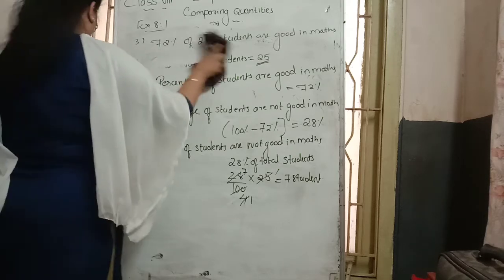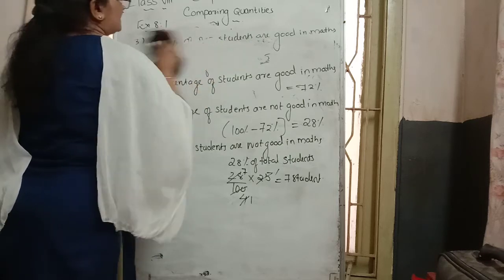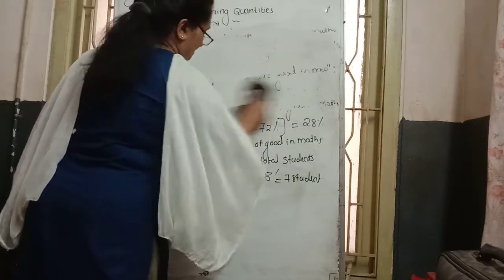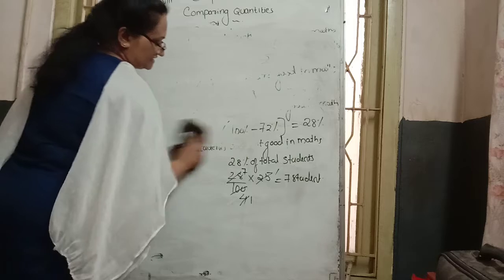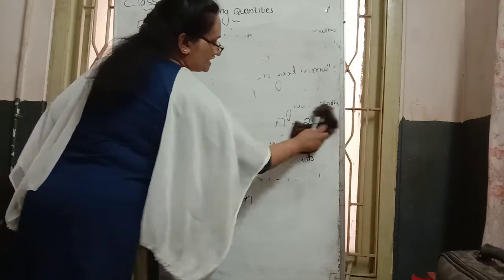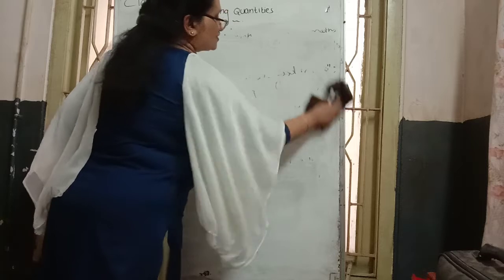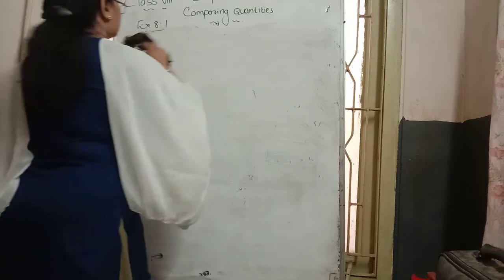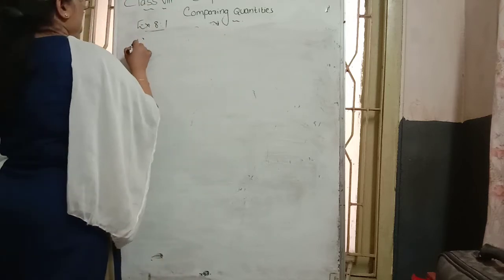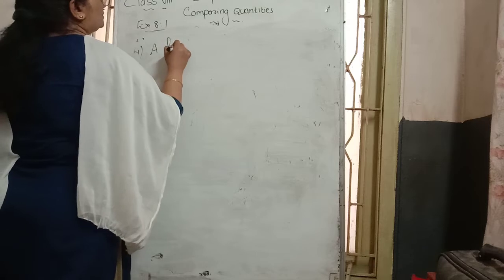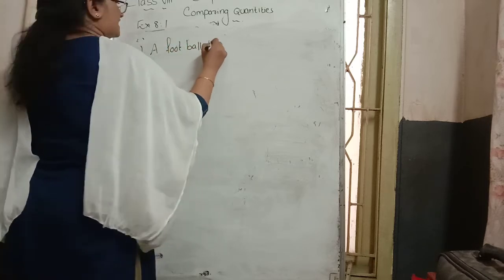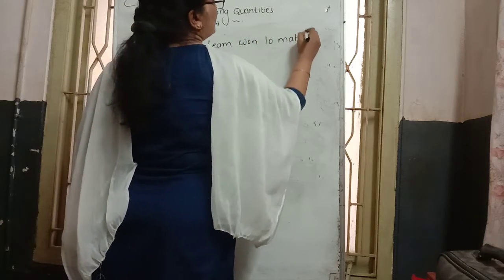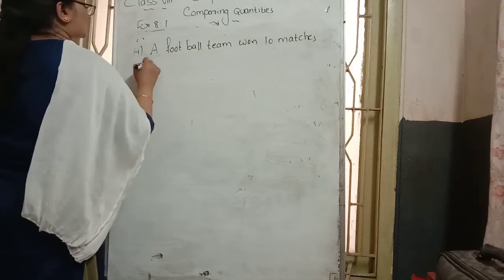The next question. I hope you can understand this model question. The next one is the football team. Here, in a cricket match case, one team plays some matches and they won the match. They gave it like this. Fourth question: a football team won how many? 10 matches. They won 10 matches out of the total number of matches.